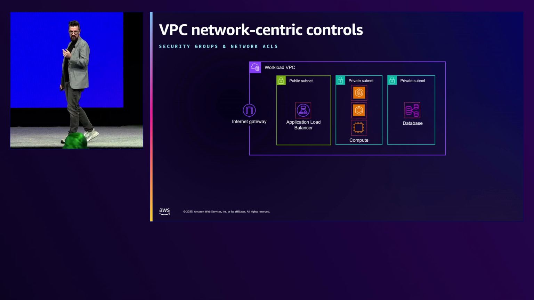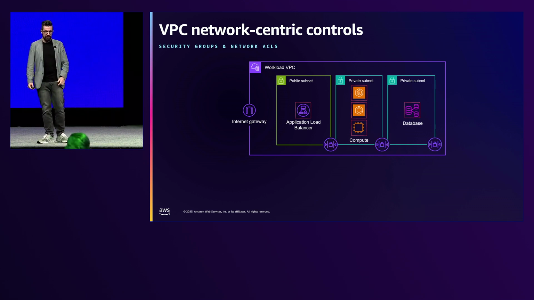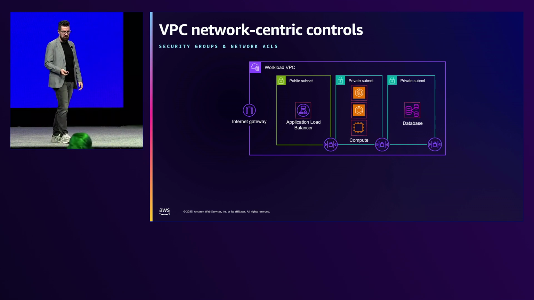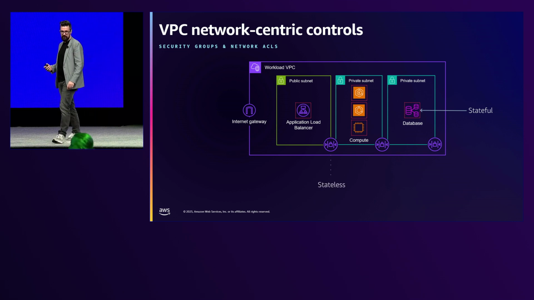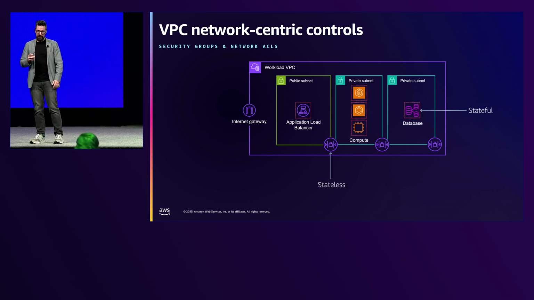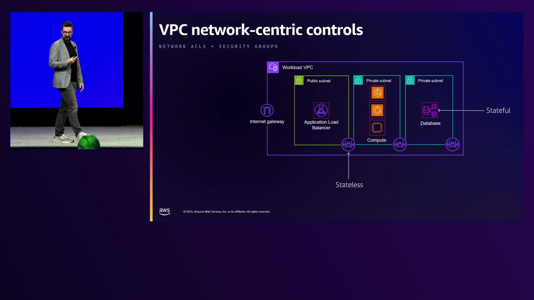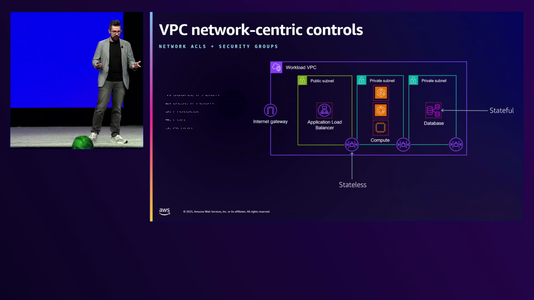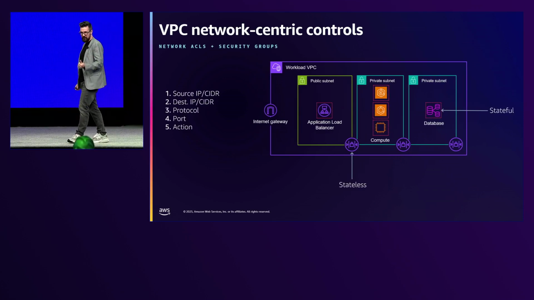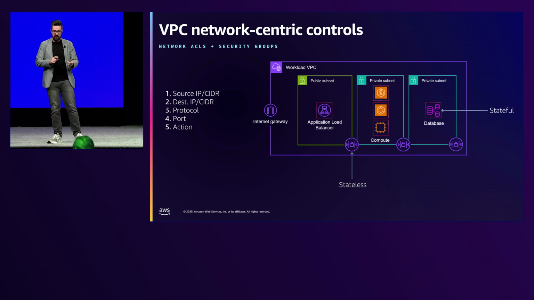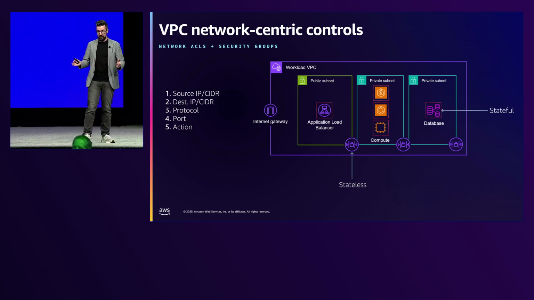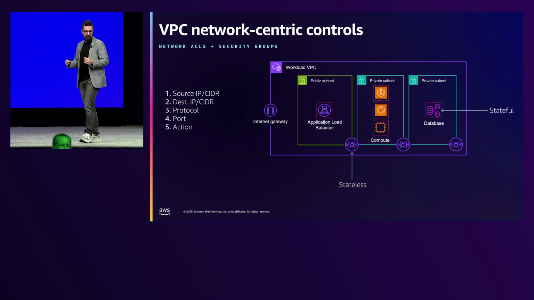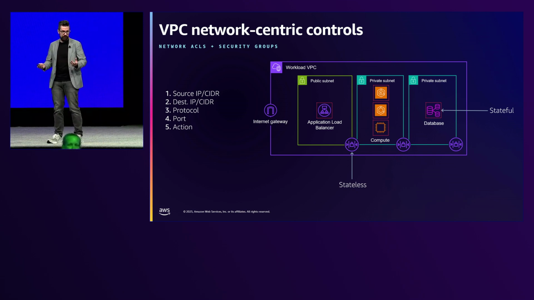Now, from network-centric controls, this is what we all know and love, right? We've got a VPC, we've got security groups on our resources, and we've got network ACLs on a subnet level. Now, these are somewhat different. Security groups are stateful, network ACLs are stateless, but fundamentally, these are both going to rely on the same kind of information. They're going to rely on a source IP or CIDR block, a destination IP or CIDR block, protocol, port, and then some kind of action, whether that's an explicit action like you do in a network ACL, or an implicit action like you do in a security group where that's an allow.